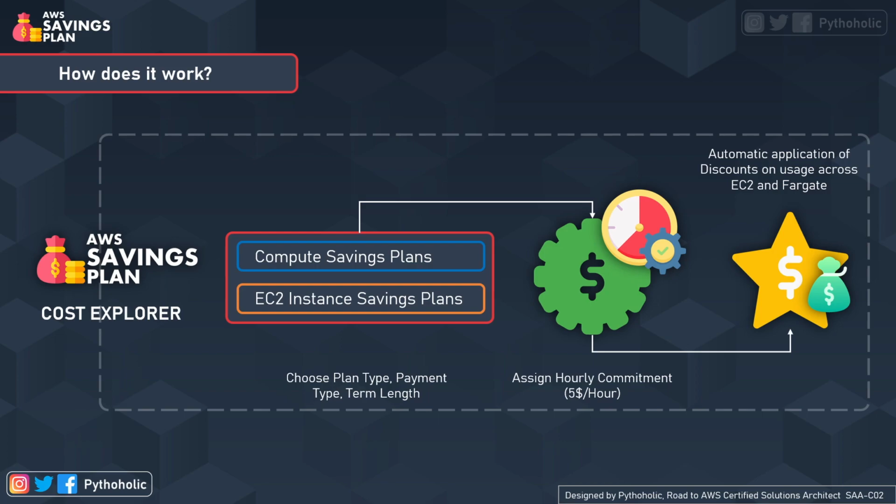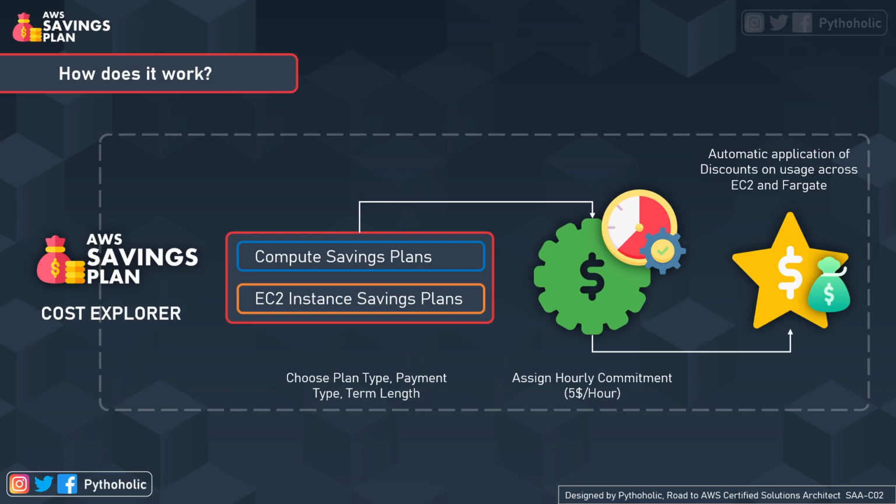Then you can choose the payment type, if you're willing to pay all upfront or no upfront, or else partial upfront. And the term length, that is either 1 or 3 years. And the next step is to provide commitment usage, like $1 or $5 or $10 per hour, based on your usage. And that's it. You will get calculated price data of how much it will cost you and how much you are going to save. Obviously, you can check the same in the pricing data as well.